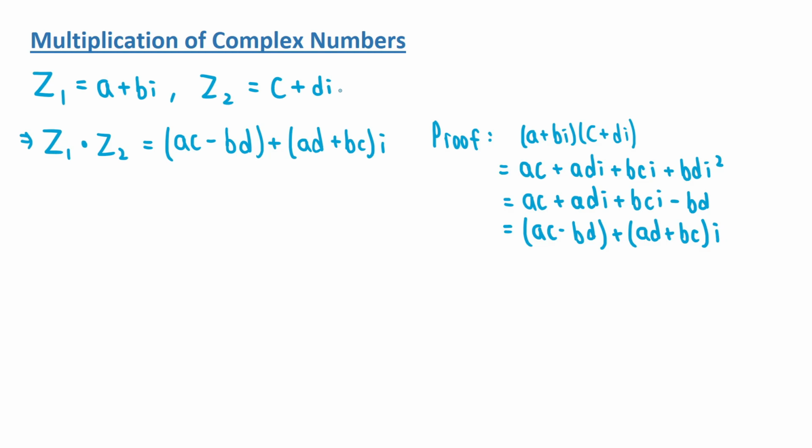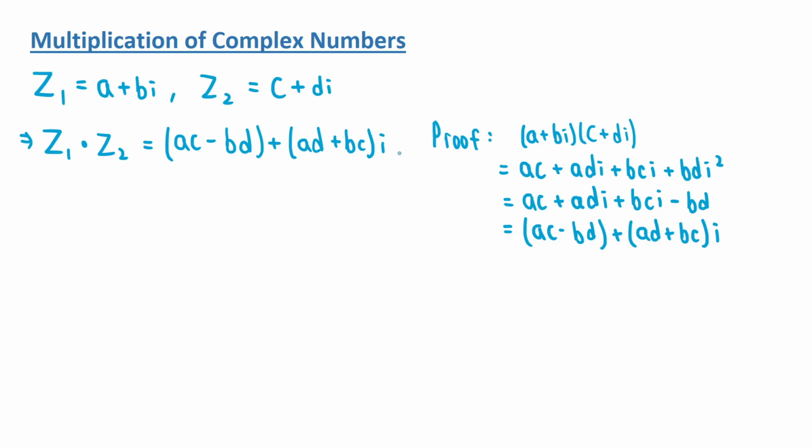If we have z1 equals a plus bi and z2 equals c plus di, then z1 times z2 is equal to (ac minus bd) plus (ad plus bc) times i. This formula is derived by taking the two complex numbers a plus bi and c plus di and expanding out the product (a plus bi) times (c plus di) using the distributive property as shown on the right-hand side. The distributive property also applies for complex numbers, which is why this method works.